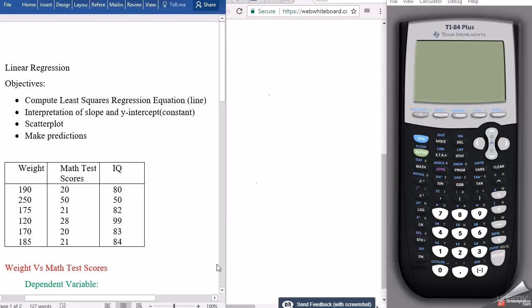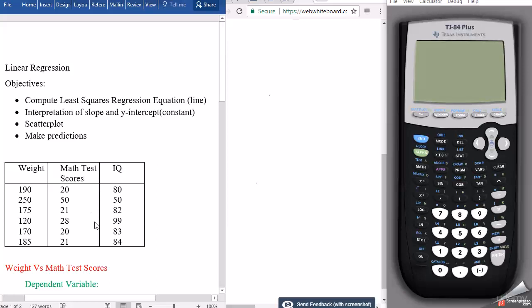Today we're going to talk about linear regression. We're going to learn how to find the regression equation using TI-84 plus. We're going to interpret the slope and the y-intercept. We'll make scatter plots and make predictions using the equation that we are going to get.